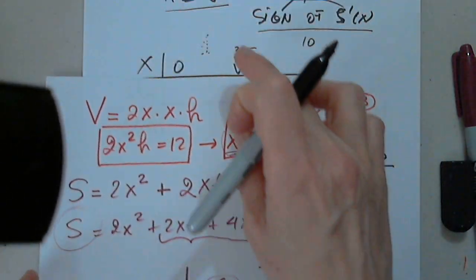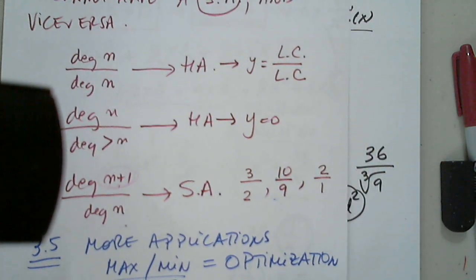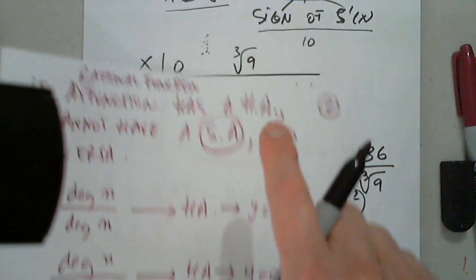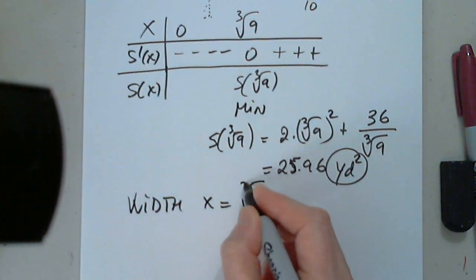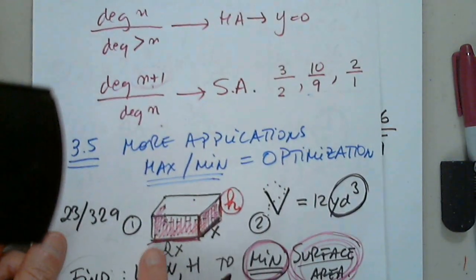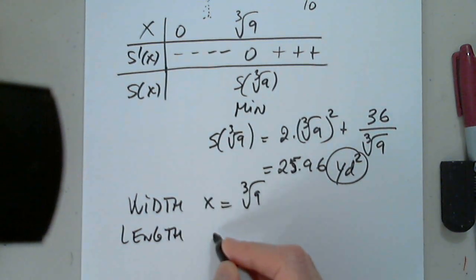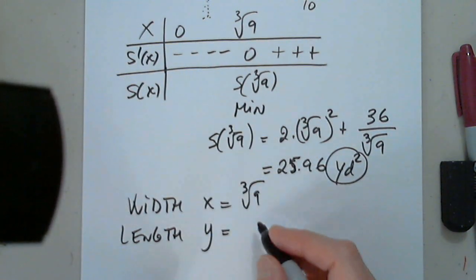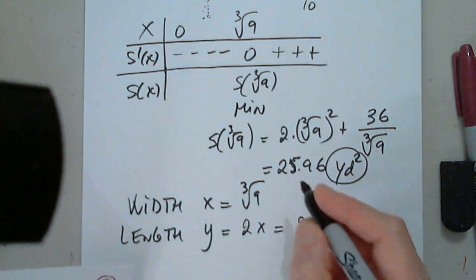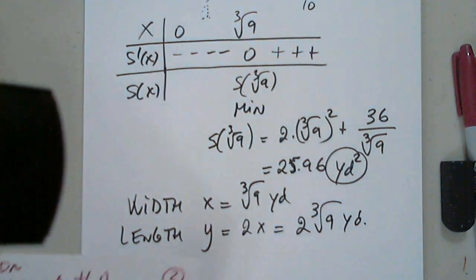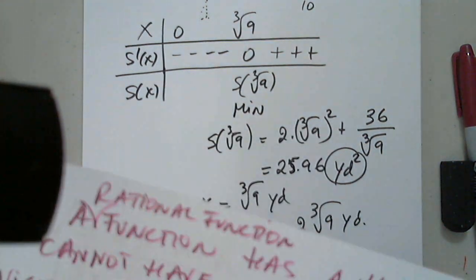Okay, so this was, where is my graph? So this is x. So this is the width. X equals the cube root of 9. Length. 2 times this. Length. If you want y, it is 2 times x, which is 2 times the cube root of 9, and of course this is yards. And height. I didn't calculate the height.